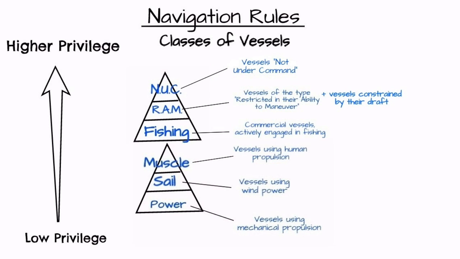So here we have 6 different classes of vessels. Starting from the bottom with power, these vessels have the lowest privilege of operation on the water, going up through the 6 classes to the top, vessels not under command, which have the highest privilege. We have a ranking of vessels, all of which need to give right of way to the vessels which are above them in the hierarchy.